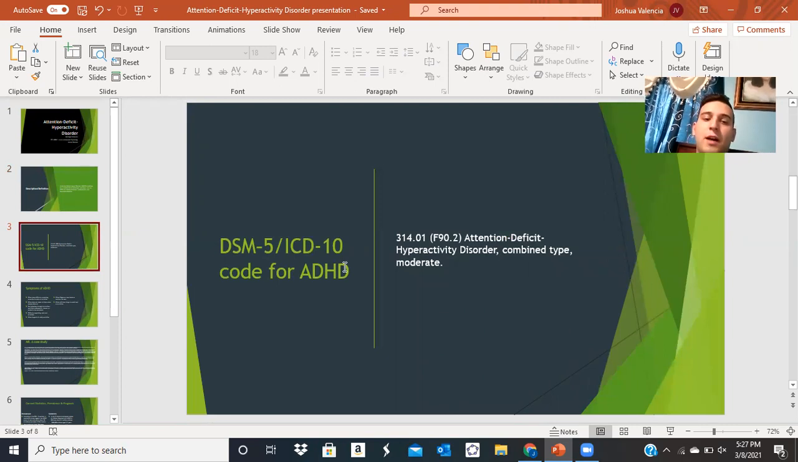So the DSM-5 code for ADHD would be 314.1, and the ICD-10 code would be F90.2. It's the combined type with moderate severity, I believe it's called.